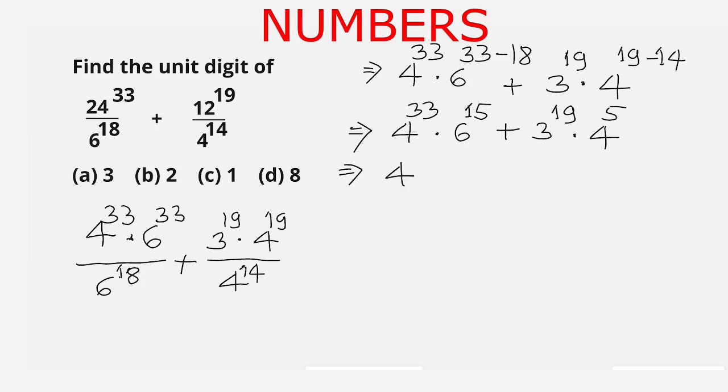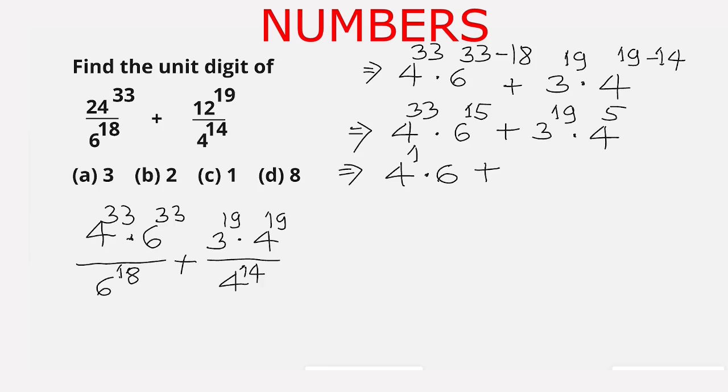So it is 4 to the power 1 into, as we know that the digit 6 never changes, whatever may be the power of it. We can show that 6 to the power 2 is 36. So whatever is the power of 6, the ones place remains itself as 6. So we write it as 6 plus 3 to the power 19.